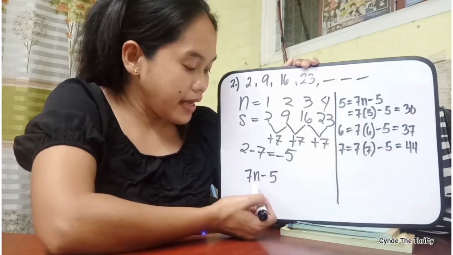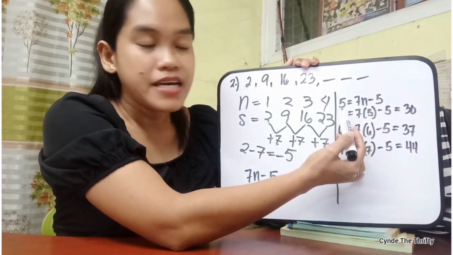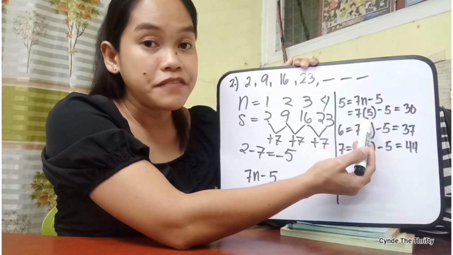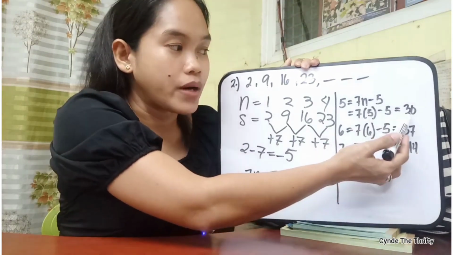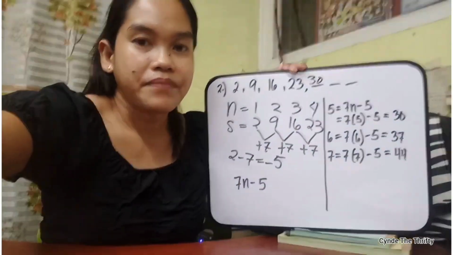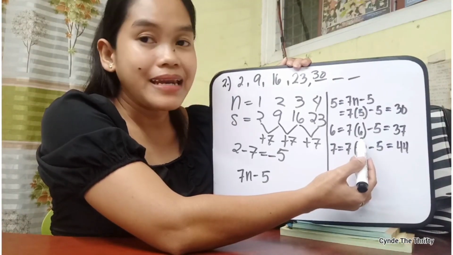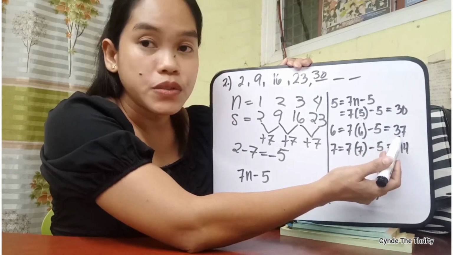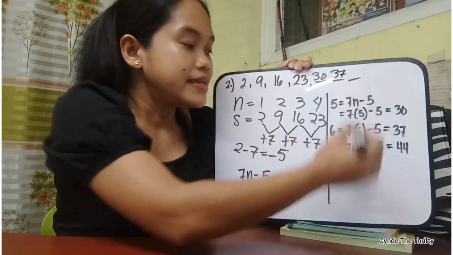So, gamit ang ating nth rule na 7n minus 5, ano yung term na hinahanap natin? 5. So, 7n minus 5. So, si n i-replace natin ng 5 kasi 5th term yung hinahanap natin. So, 7 times 5 equals 35. Minus 5 equals 30. Ibig sabihin, ang ating 5th term is 30. Now, ang ating 6th term. Ano yung term na hinahanap natin? 6. So, 7 times 6 minus 5 is equal to 37. Ibig sabihin, ang ating 6th term is 37.